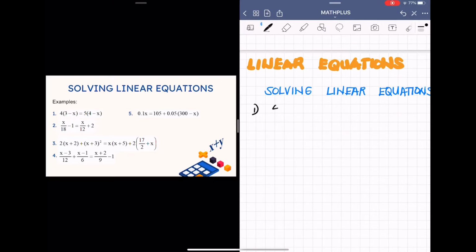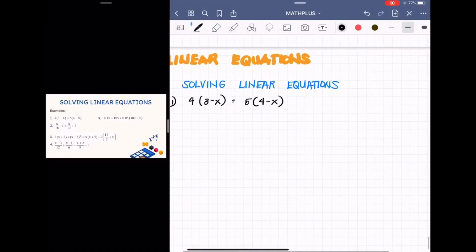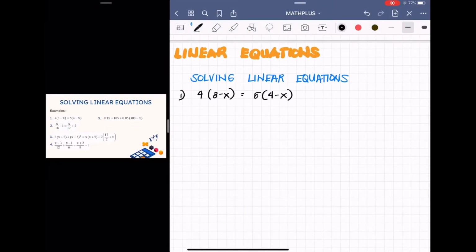So we have 4 times (3 minus x) equivalent to 5 times (4 minus x). Let me just move this a bit to the left so that I'll have better space. The idea here is you can still follow PEMDAS, diba? You can still follow PEMDAS, in the sense that we must be able to remove all grouping symbols, or all parentheses. If there are exponents, you have to remove all of them.